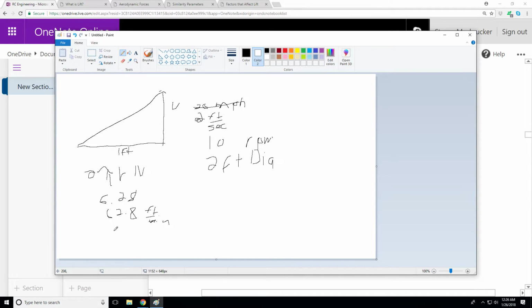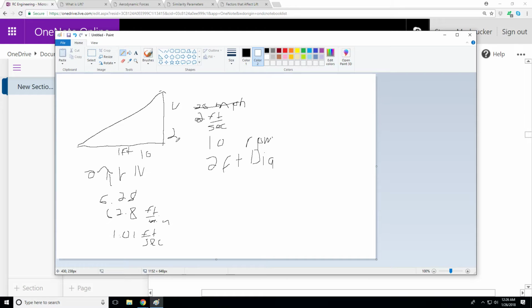And then you're going to divide that by 60, so that's around 1.01 or something, feet per second. Okay, so this is 10, and this is 2.